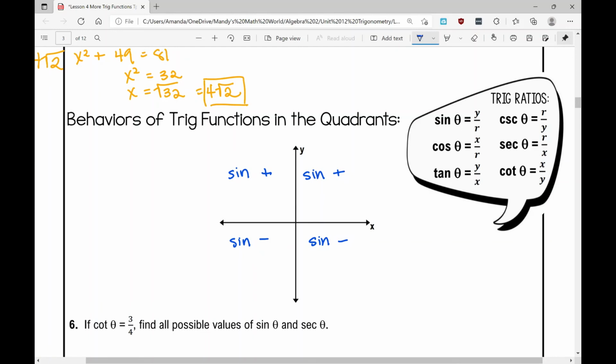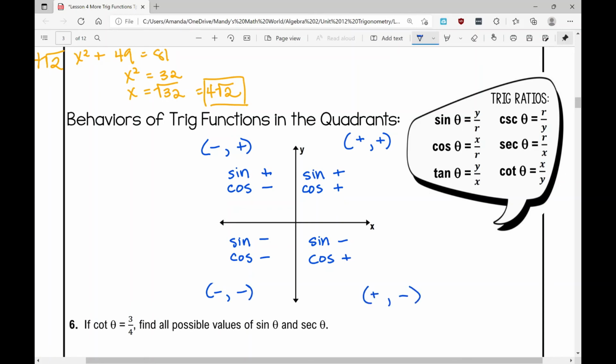Now let's talk about cosine values. Where are cosine values positive and where are they negative? Cosine values are the x values. They're going to be positive to the right of the y-axis. They're going to be negative to the left of the y-axis. So, if we talk about ordered pairs, here's what they look like, where they're positive and where they're negative.